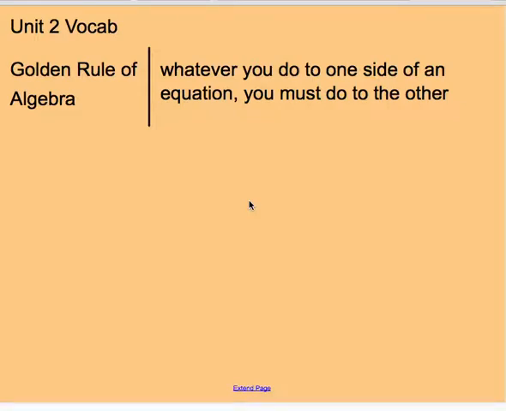So we are on Learning Target 8, Day 2. Our first piece of information is a vocab word, and it's the golden rule of algebra. Now technically there are about 4 different properties that fit under this kind of category of the golden rule of algebra, but they all boil down to whatever you do to one side of an equation, you must do to the other. An equation, the equal sign means that both sides are equal to each other.